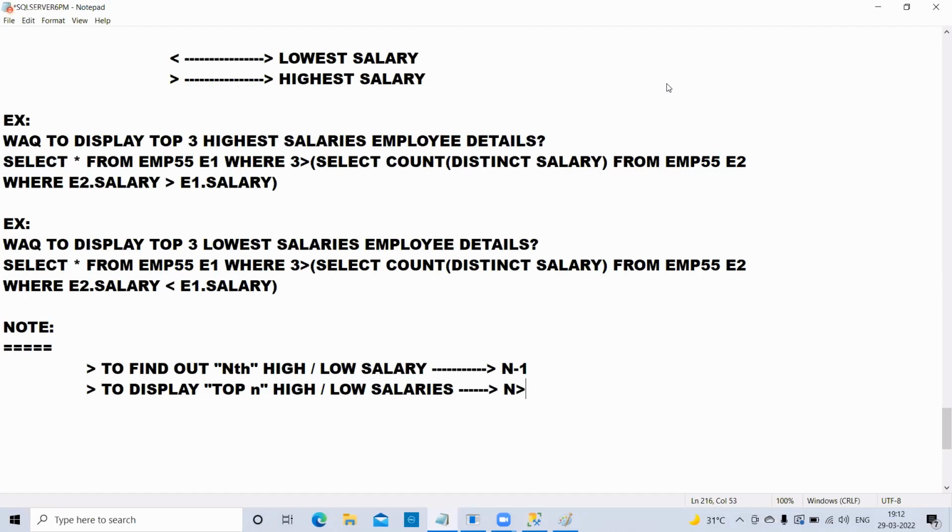Okay, fine. So this is what we call a correlated advantage. For the nth highest, in non-correlated we write n plus 1 queries, but here simply n minus 1. Right. The next one is called the exist operator.